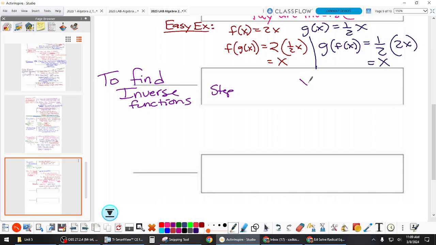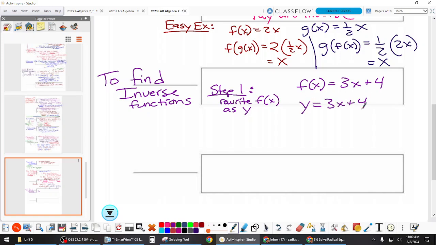This is an easy one, but so f of x equals 3x plus 4. So this is easy. Step one, rewrite, and this is only if you need to, rewrite f of x as y. So we're going to say y equals 3x plus 4. Sometimes it'll be given as y, and you don't need to do that. So maybe we should say, if needed.